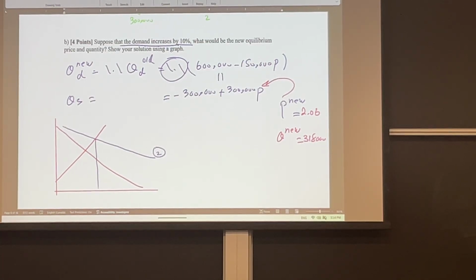That's the quantity. That is the new price. Question for you economists. Why doesn't the price change much? See, it's a 10% demand shock, but the price only goes up by 6 cents. Why?